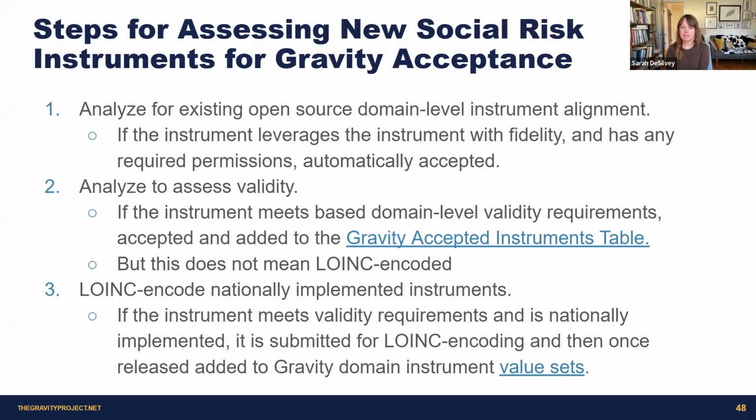If the instrument meets basic domain level validity requirements, it's accepted and added to the Gravity accepted instruments table, but that does not mean it's LOINC encoded. And then we LOINC encode nationally implemented instruments. If the instrument meets those validity requirements and it's nationally implemented, it's submitted for LOINC encoding. And then once released, it's part of those Gravity domain instrument value sets, right? So that's our 3-step process. And again, each of these different elements have different use cases and purposes, but they're just separate insofar as the scope and intent. Next slide.